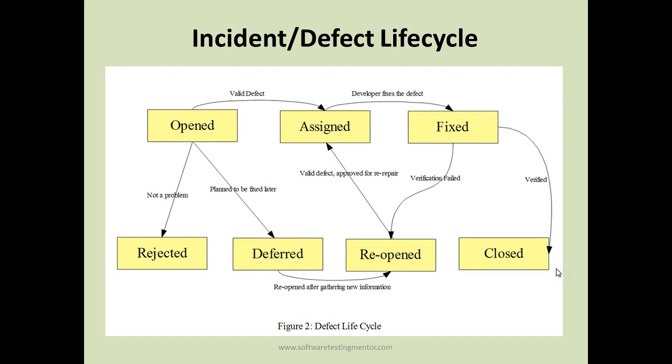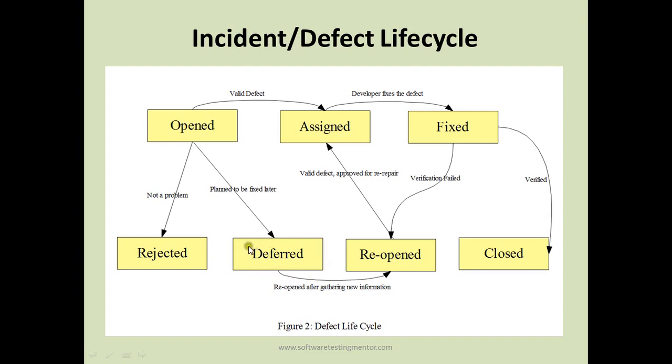And in case the defect is open and it is not a valid defect, if it is not a problem, then the state is changed from open to rejected. If it is decided that it is not possible to fix the incident in this release because it's not that critical, then it is moved to the deferred state, which means that it will be fixed in later releases.